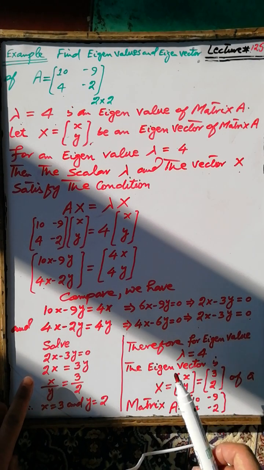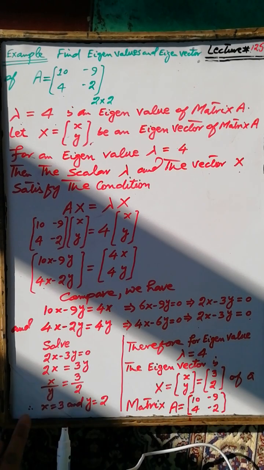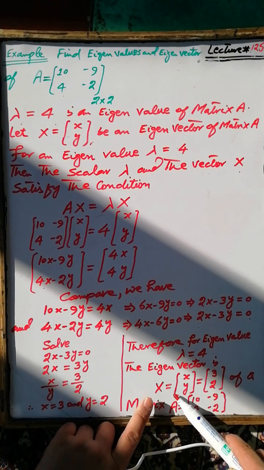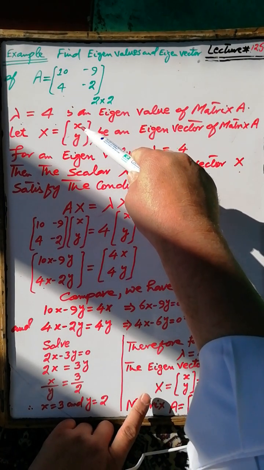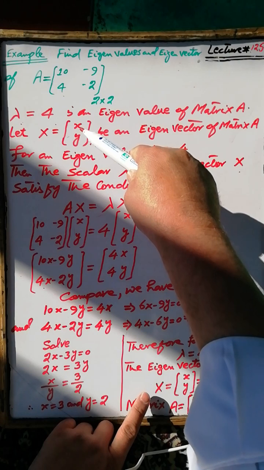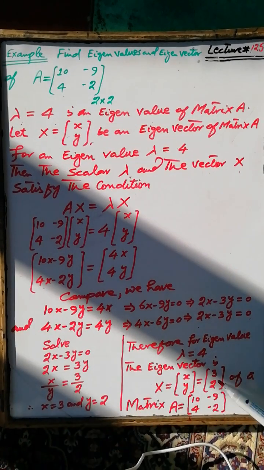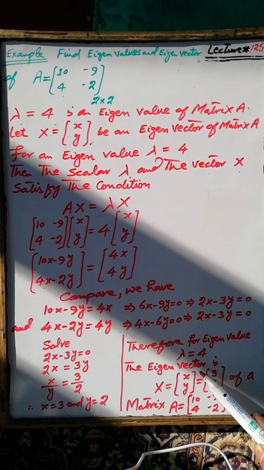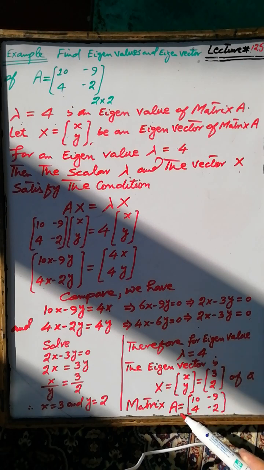Solving 2x minus 3y is equal to 0, we have the value of x is equal to 3 and the value of y is equal to 2. Therefore, for the eigenvalue lambda equal to 4, the eigenvector x, which is a column vector, has the value of x equal to 3 and the value of y equal to 2. Therefore, x as a column matrix is an eigenvector for the eigenvalue lambda equal to 4 of a matrix A.